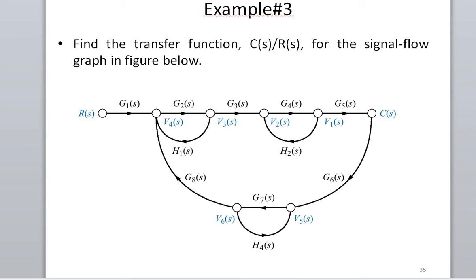The branches connected between two nodes have transmittance or gain like G1(s), G2(s), G3(s), G4(s), G5(s). There are also some feedback paths like H2(s), H1(s), and another feedback path as you can see here. So our aim is to find the transfer function using Mason's gain formula for the given signal flow graph.